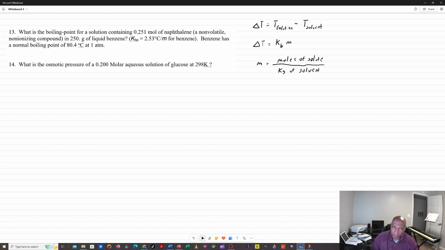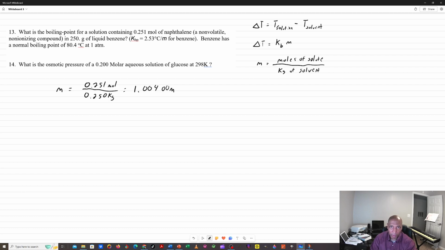This happens a lot in science, where you have to get the answer from one equation and put it in another equation, get the answer from that equation, and put it in another equation. So that's what we're going to do. I'm going to say my molality is equal to 0.251 moles divided into 0.250 kilograms. So 0.251 divided into 0.250 gives me an answer of 1.00400. If you want to, you can use the lowercase italic m for molality.